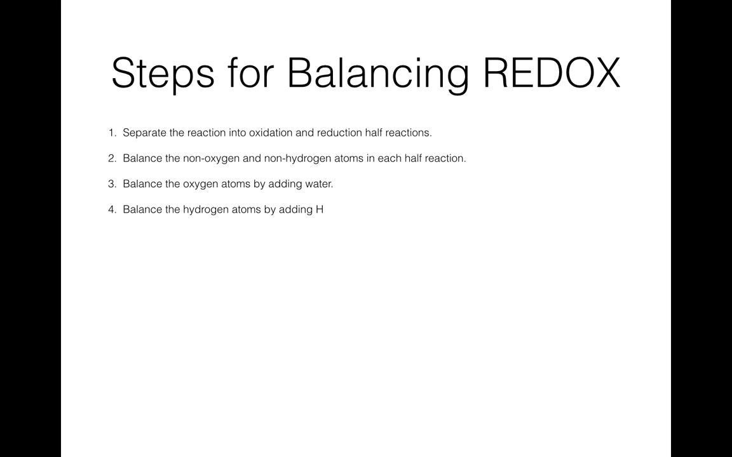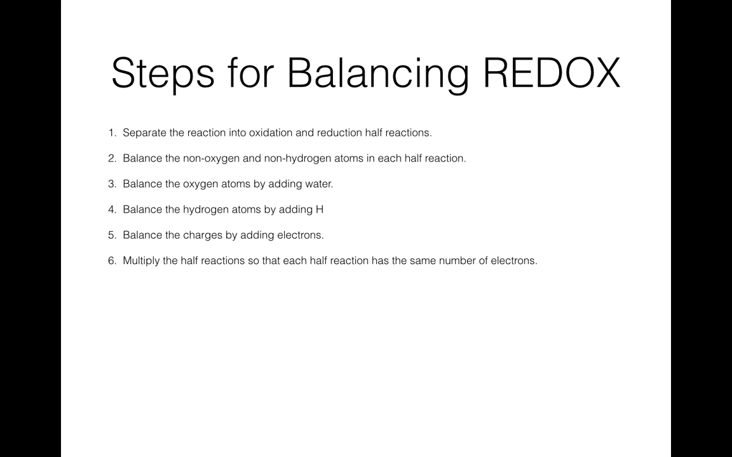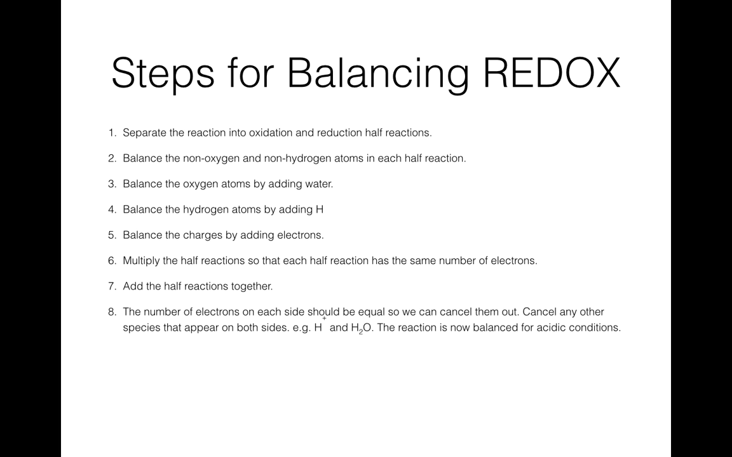Once we've added H+, we should have balanced all of our atoms, but remember that we need to balance charges as well in our half reactions. So we're going to balance our charges by adding electrons. Once we've added electrons and balanced our charges, we need to examine both of our half reactions and make sure that both half reactions contain the same number of electrons. That way, when we have a transfer of electrons, we're transferring the same number of electrons for reduction and oxidation. Once that's taken care of, we can add the two half reactions together. If we've done it correctly, the number of electrons on the reactants and product side should be the same, and we can cancel them out.